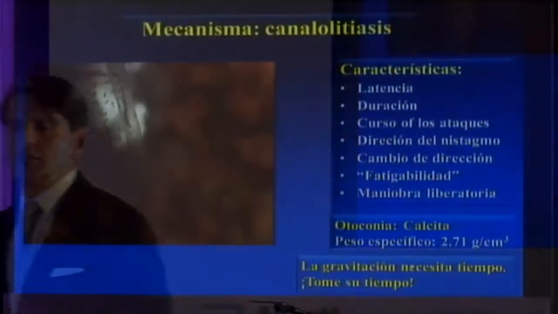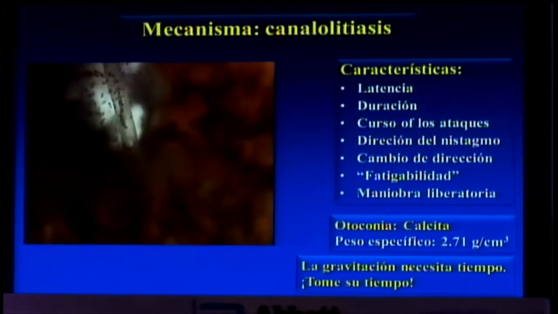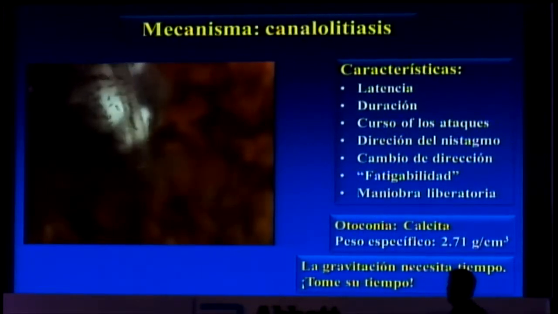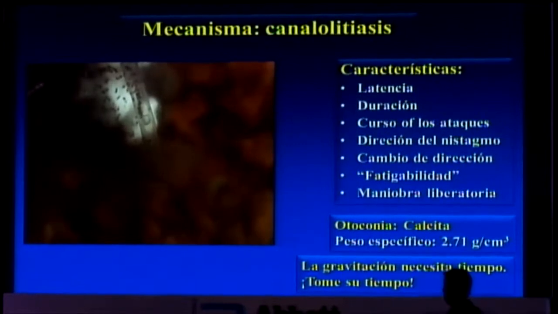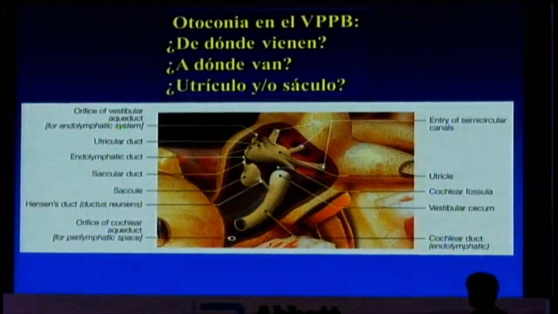And for you, take-home message, when you do the diagnostic and the therapeutic maneuvers, give the otoconia enough time to move. 1 minute in each position. That's absolutely necessary. So, then the question arises, when you have successfully treated a patient, where do the otoconia go? Where do they come from? Any ideas?